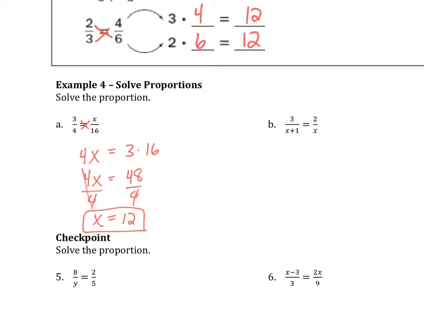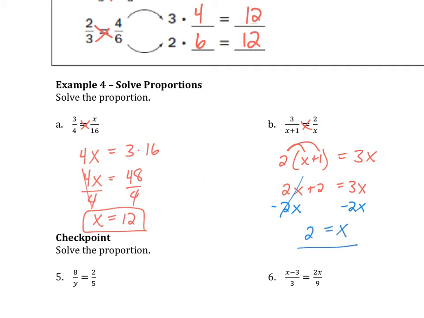You look at part B. When we cross multiply, it's 2 times x plus 1 equals 3 times x. Now this is definitely a little trickier. When we cross multiply, 2 times x plus 1 is 2x plus 2 equals 3 times x. So we actually had to distribute the 2. And then get all the x's together by subtracting 2x, and we get 2 equals x.